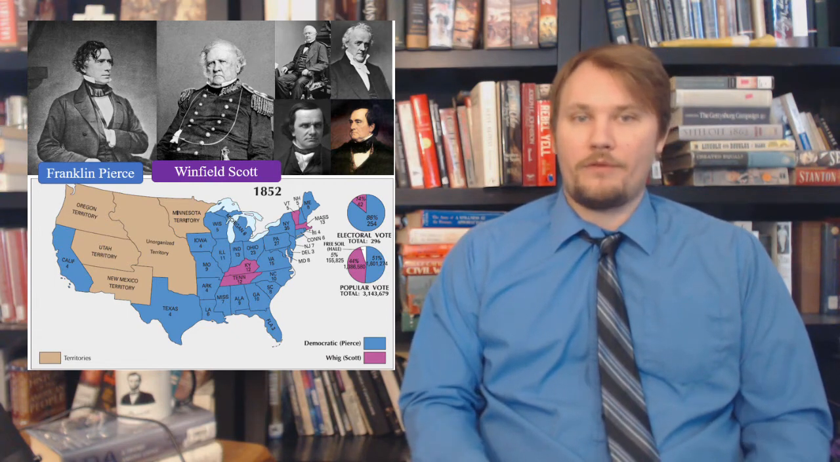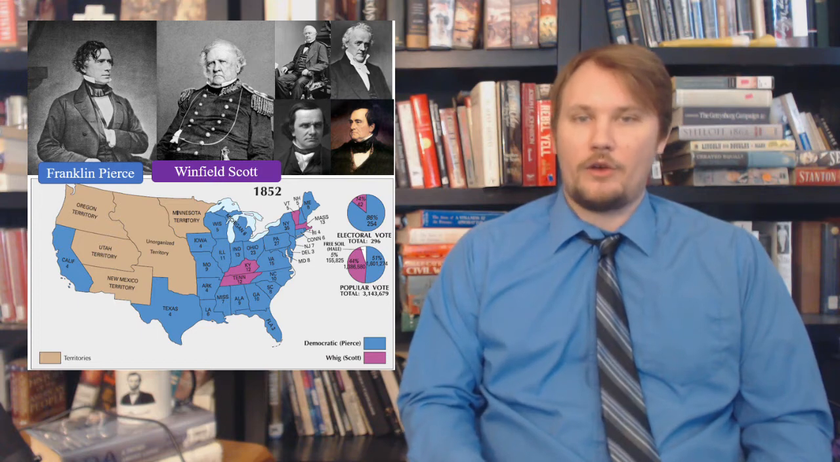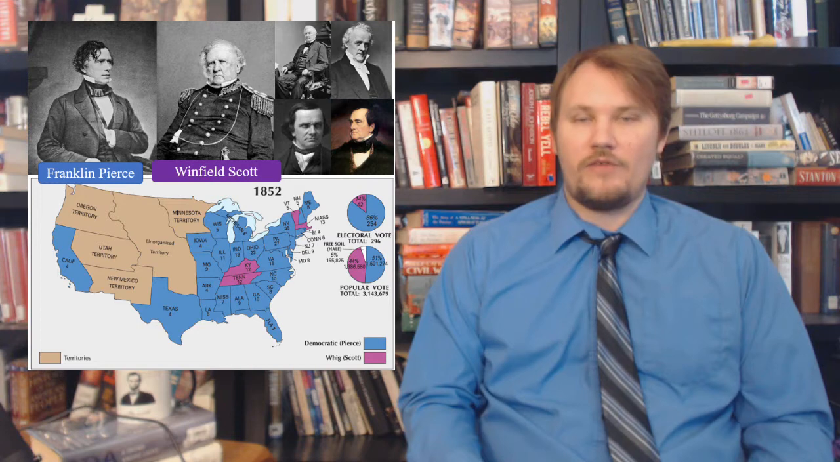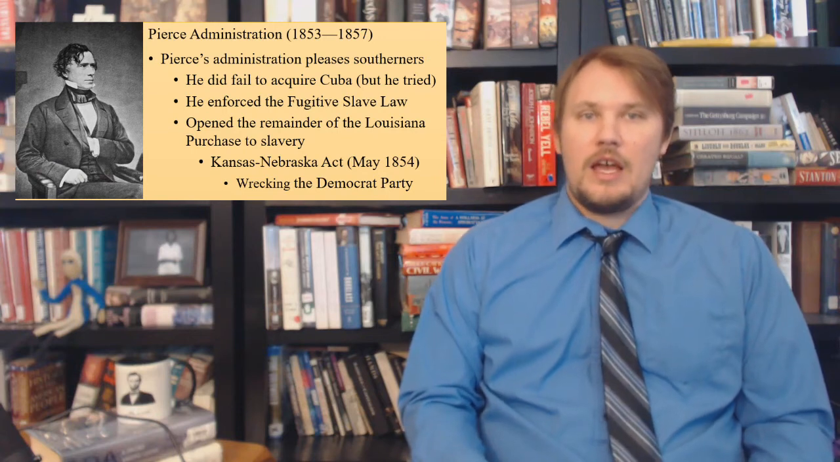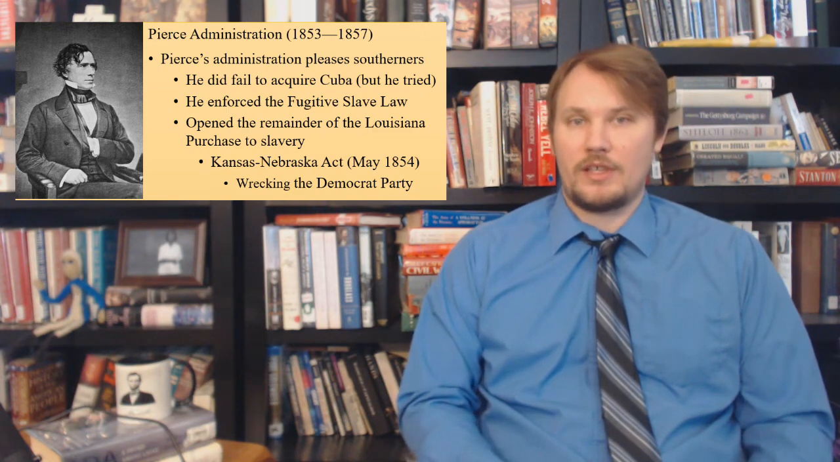If you add up the future 11 states of the Confederacy, the Whigs in 1852 elected no governors and only 14 of 65 congressmen, and only controlled the Tennessee legislature. After the election, Alexander Stephens pronounced, "The Whig Party is dead." Now, the Pierce administration pleased Southerners. Despite failing to acquire Cuba, Pierce did enforce the Fugitive Slave Law, and he did open up the remainder of the Louisiana Purchase to slavery.